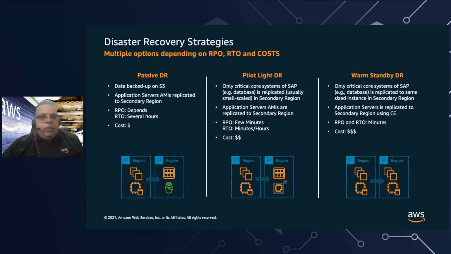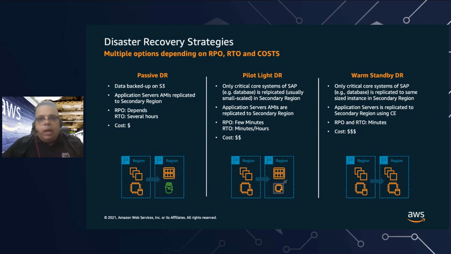So now I spoke about the different architecture patterns from a HA perspective, right? Single AZ, within single AZ, how you can deploy in single instance, distributed instance. And then I spoke a little bit about multi-AZ, which we'll go in detail a little later on. Now I'm coming to disaster recovery strategies.